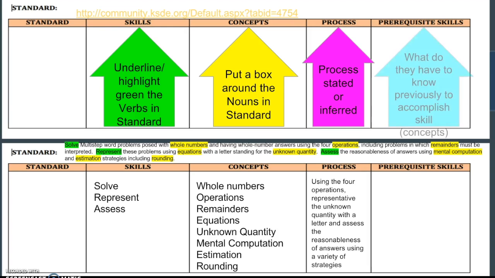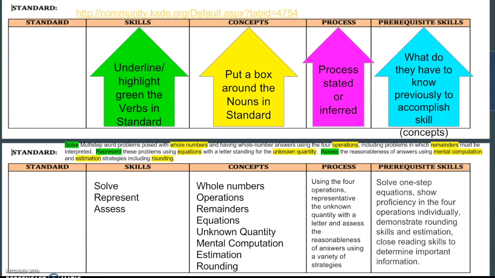The next is the prerequisite skills, what you would need to know previously to accomplish this skill. So what do they have to know previously? Prereq skill for this standard would be they'd have to know how to solve one-step equations, show proficiency in the 4 operations individually, demonstrate rounding skills and estimation, close reading skills to determine important information. And then you're done unpacking the standard. Give yourself a pat on the back.